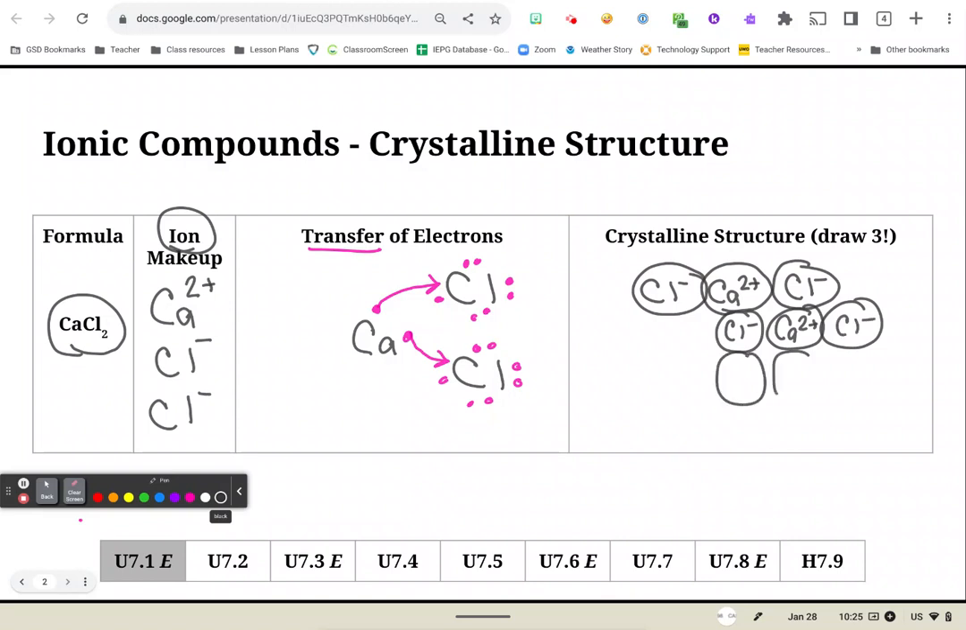My third one, I can go back to the same arrangement, or I could just scoot it over to the right again. You have a little bit of freedom in how you do this. Because again, these are going to form crystalline structures with many ions coming together. So which ions you choose to draw is up to you. But again, what we're looking for is you need to have the correct ratio and you need to have opposites attracting. And that is what we want you to do for that learning target.